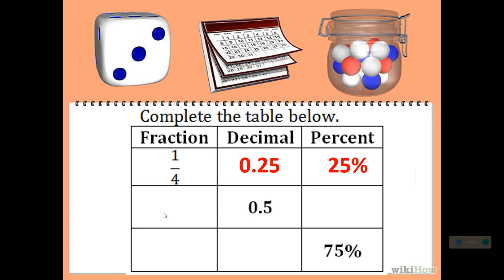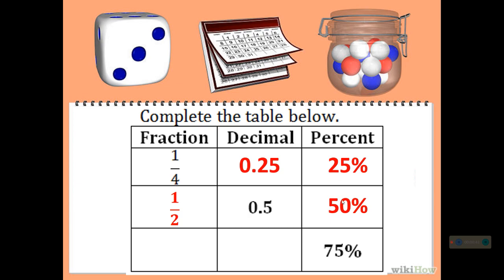Okay, and then on the next row, we have the decimal form, which is 0.5. What is the fraction form of this? Okay, that's correct. We have 1/2. How about the percent form? That's correct. We have 50%.